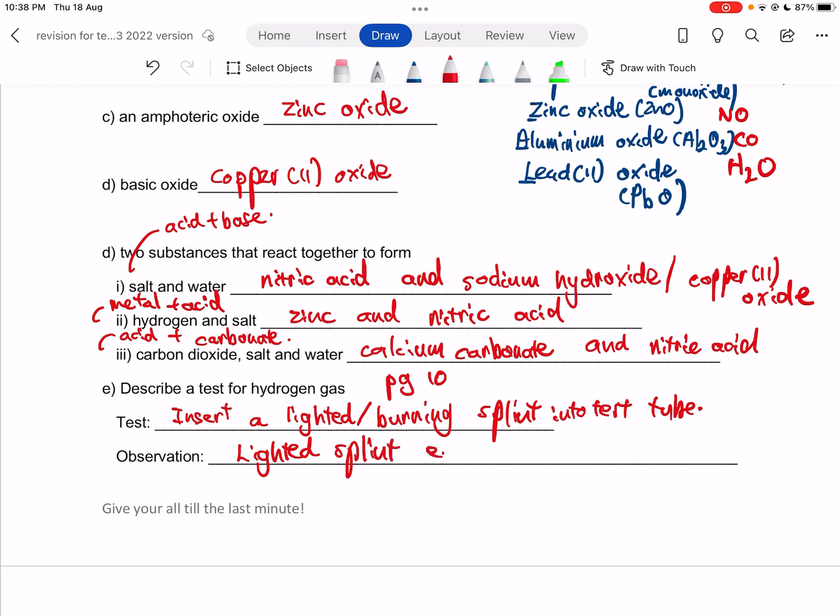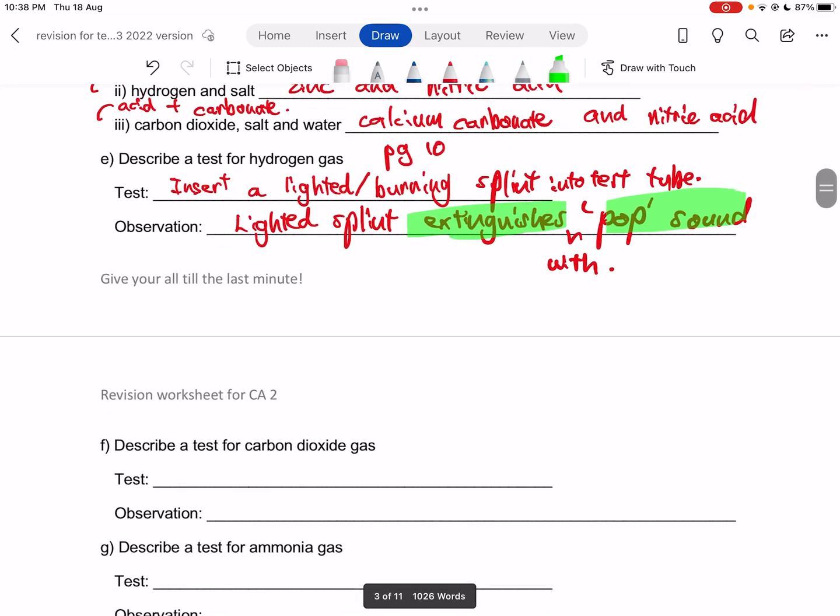A lot of you sometimes just think of the pop sound. You never think about the extinguish with a pop sound. So the word extinguish must come with the pop sound. A common mistake is people don't write the extinguish. Then you will have some problem.